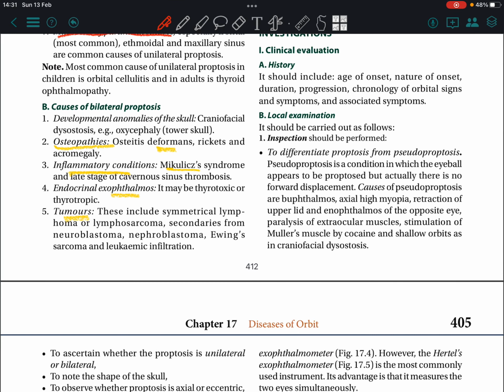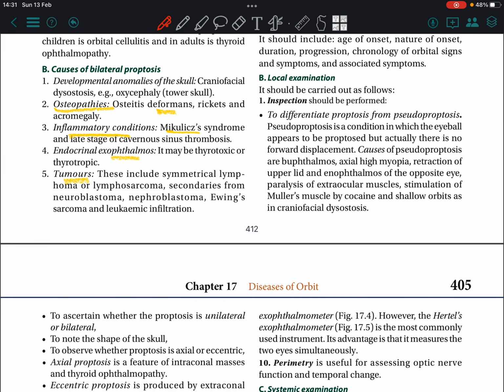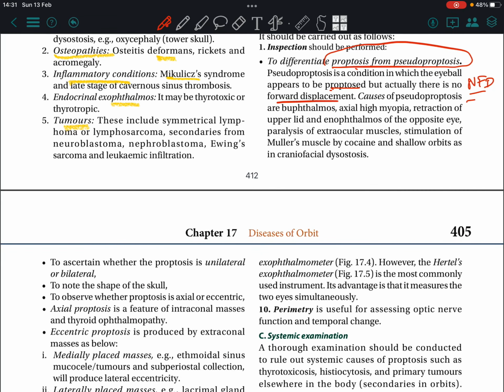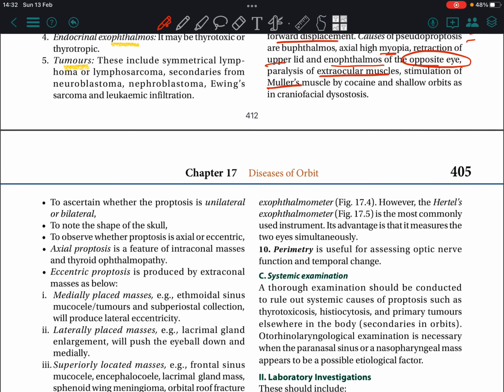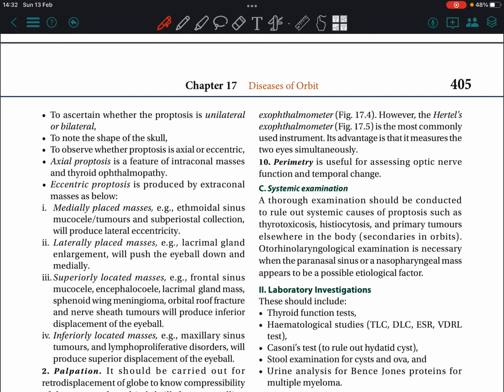Investigation: history, age, nature of onset, progression, local examination, inspection should be performed to differentiate proptosis from pseudoproptosis. Pseudoproptosis is a condition in which eyeball appears to be proptosed, but actually there is no forward displacement. The causes are buphthalmos, that is congenital glaucoma, axial high myopia, retraction of upper lid, enophthalmos of opposite eye, paralysis of extraocular muscle, stimulation of Muller muscle by cocaine, shallow orbits as in craniofacial dysostosis.